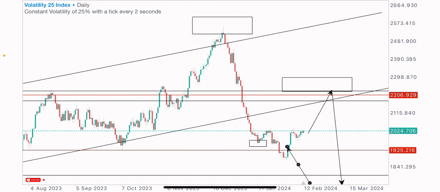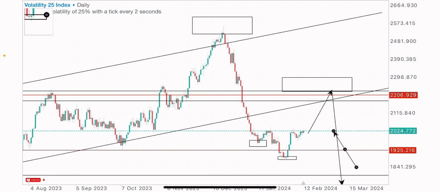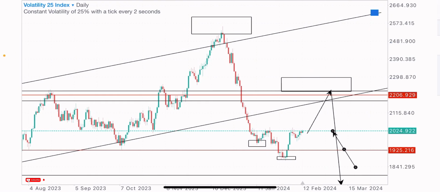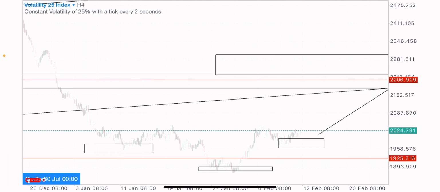We've already gotten the left shoulder here, and we have to get the head at this point, then the right shoulder possibly would be at this zone, right? So if this formation can form completely, then let's expect the buy move to the upside. So how do we get into this trade?